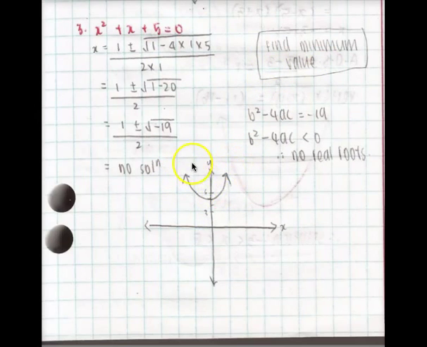To draw it a little bit more accurately, you could find out where the axis of symmetry is. I'm just going to quickly do that, so just listen to what I'm saying. It's x equals negative b over 2a, so that would be negative 1 over 2 times 1. It's negative a half, not the discriminant. The axis of symmetry is x equals negative a half, which would be about there.